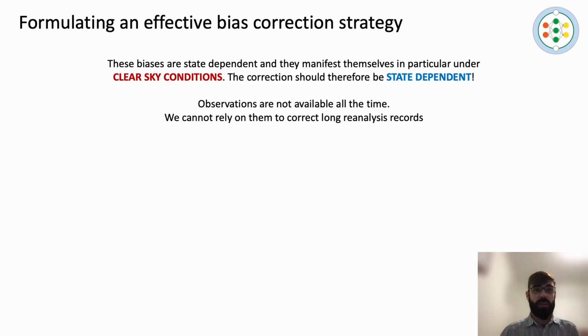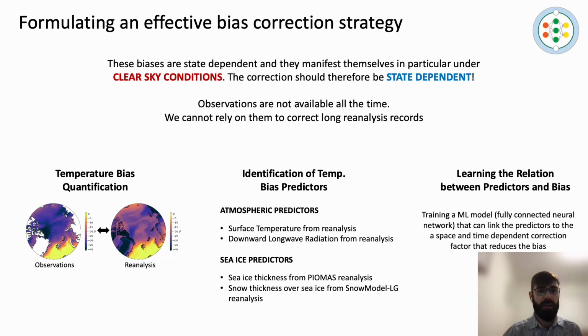Also, another important point is that observations are not available all the time everywhere in the Arctic. And this means that we cannot rely on them to correct the reanalysis, because there will be periods over the reanalysis record where the satellite is not available, either because it's not passing over our grid cell in that exact moment, or because simply there was not a thermal image satellite in the past. So we need to find other predictors. And that's why we developed this bias correction strategy as follows.